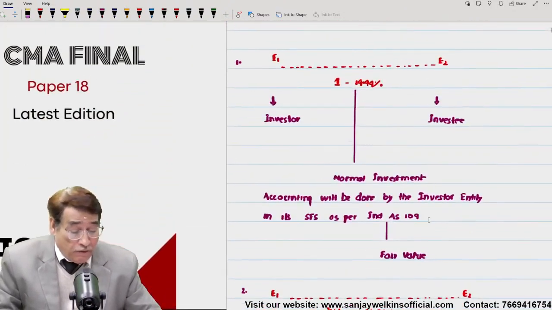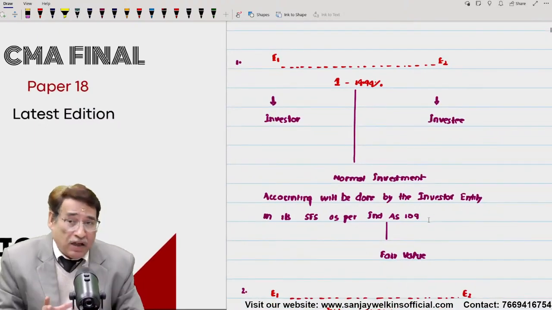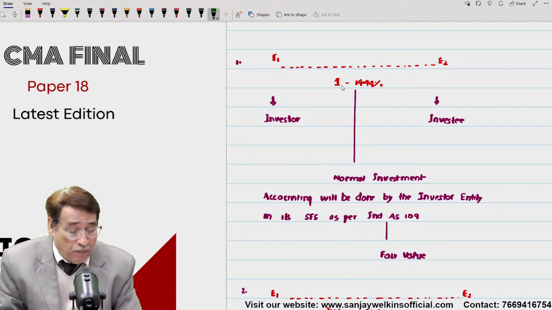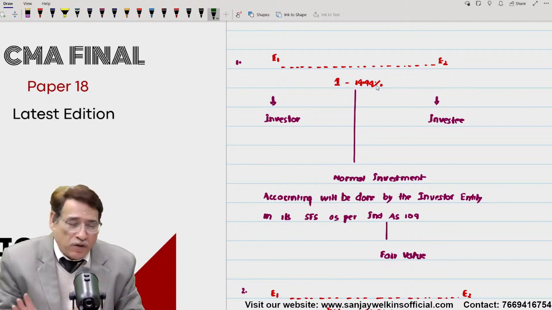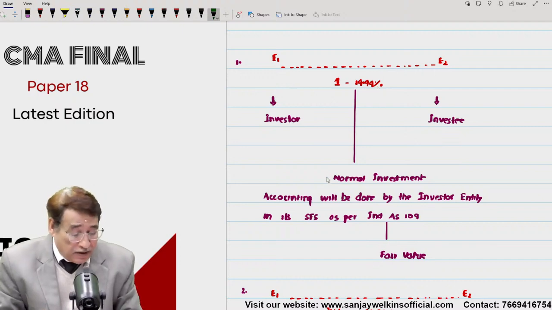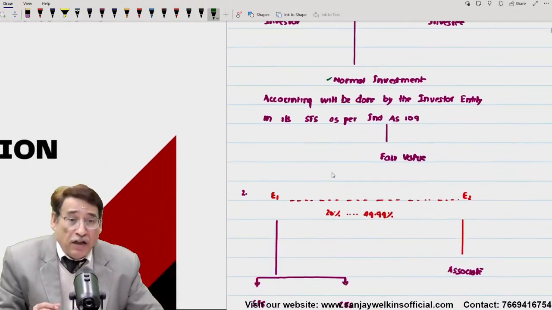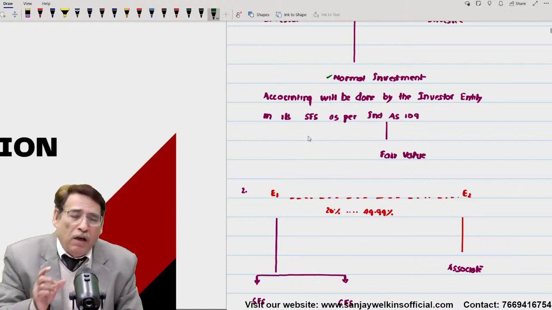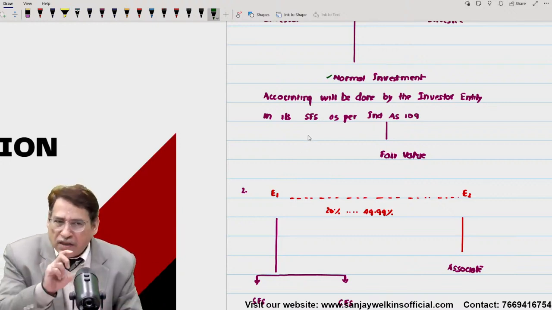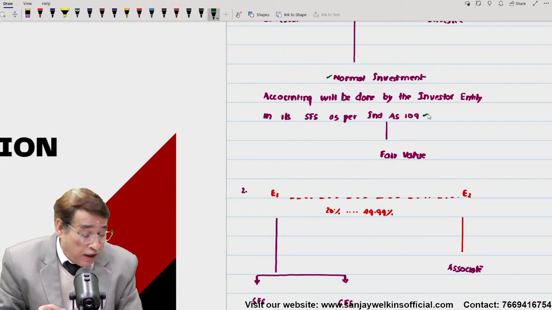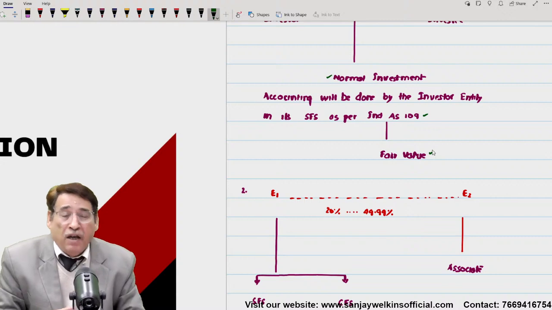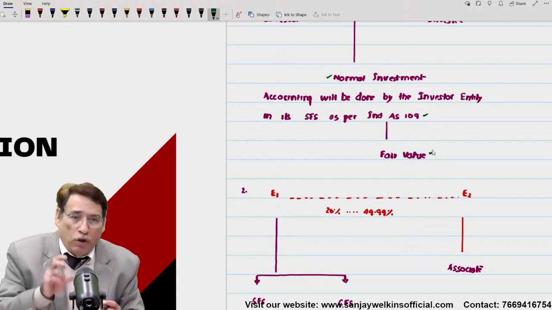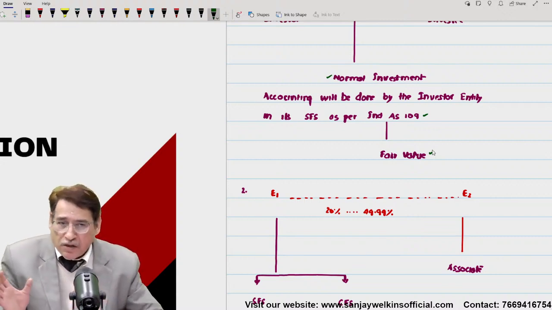Earlier, in the very first case, I told you if my investment range in other entity is between 1 to 19.99%, in that case, no consolidation is required. These are considered as normal investment, and in this case, investor entity will account these investment in the separate financial statement as per Ind AS 109. I also told you Ind AS 109 simply states that the investment should be booked at fair value. Is it clear to you or not?